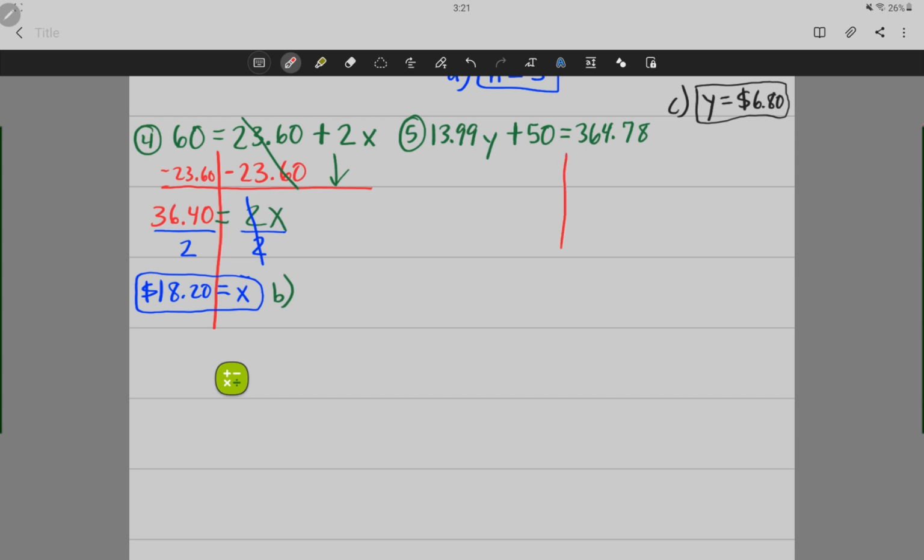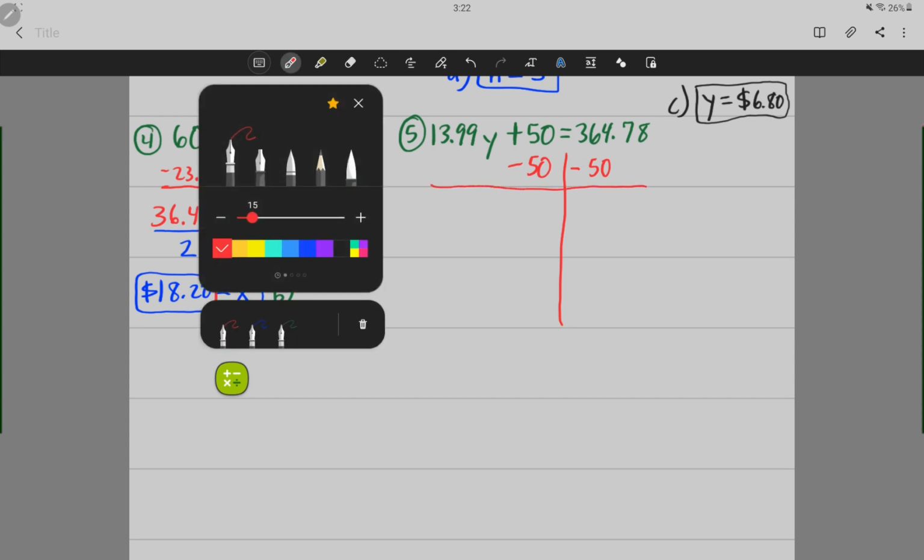Now time to solve. Equal sign, draw the line. We want the y by itself, but there is a constant next to it, which is positive 50. So let's perform our inverse operation. Instead of adding 50, we're going to subtract 50 on both sides. Again, make sure you line up the dollars with the dollars. Do not line it up back here, because this is $50 and this is, if you notice the decimal, 78 cents. Dollars are not the same as cents. So again, line up dollars underneath where the dollars are.